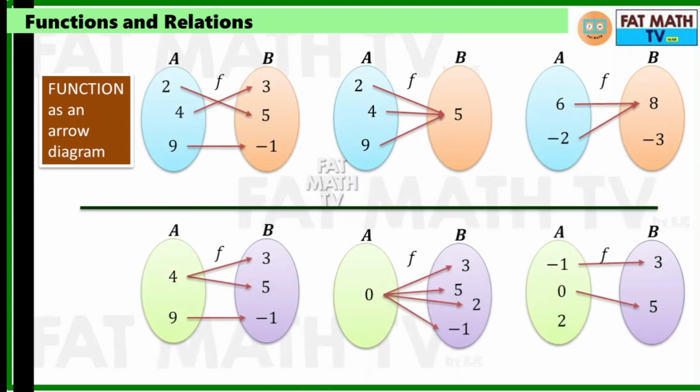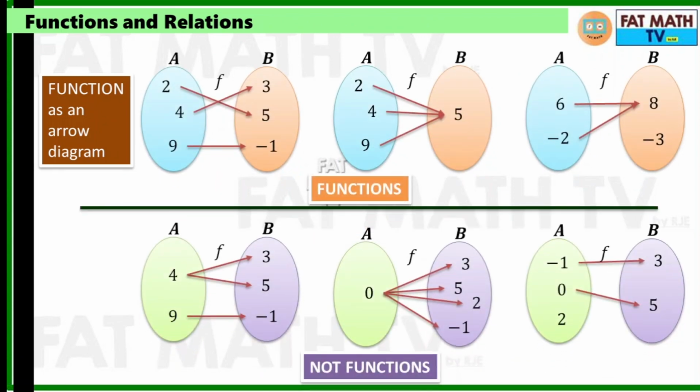Functions and relations can also be in the form of an arrow diagram. We have here set A, which is the domain of the function. The arrow is the pairing. That's the function. And B here is the second set, or the range. So this is the domain and the range.